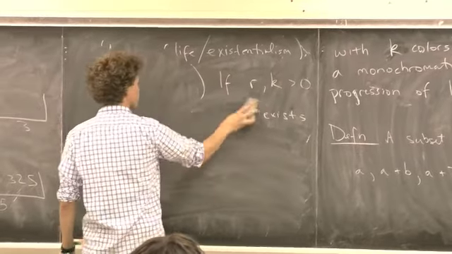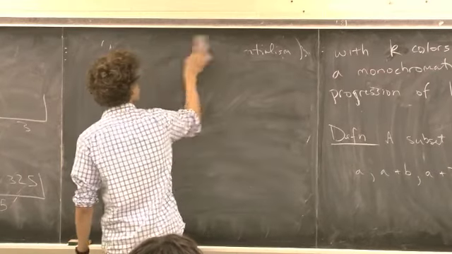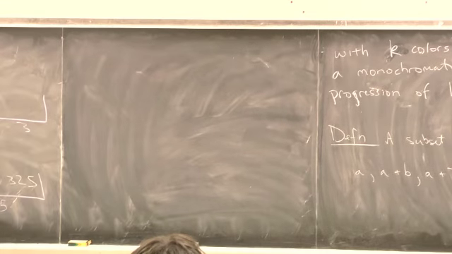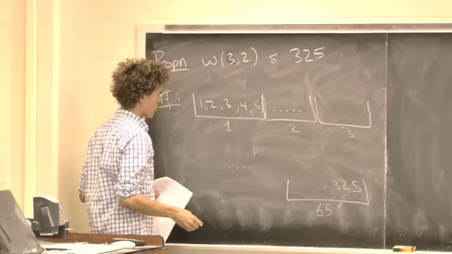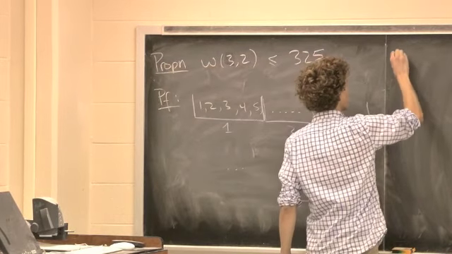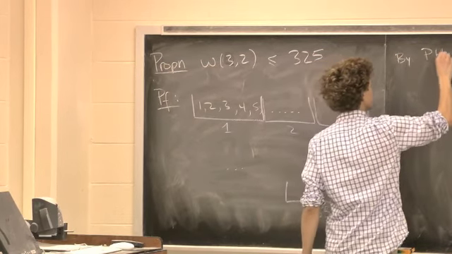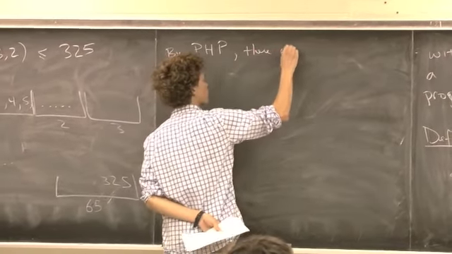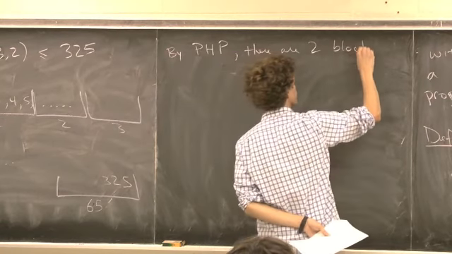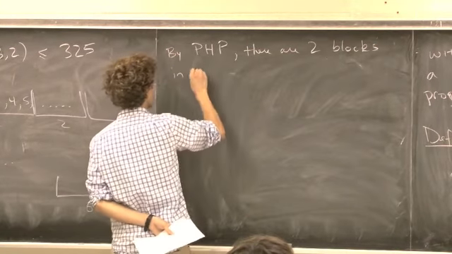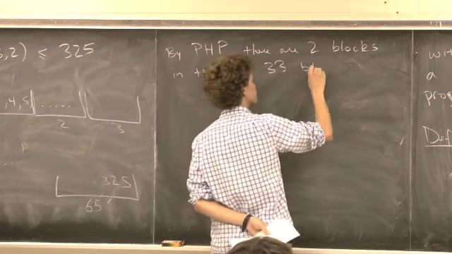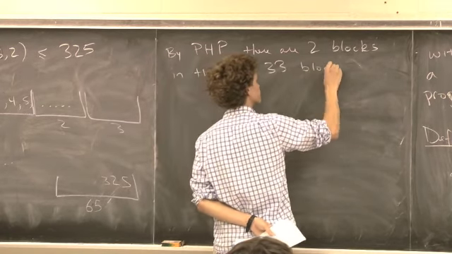So what am I doing with all these numbers? I'm coloring them in some way. There's some coloring that somebody handed down from on high. Okay? So by the pigeonhole principle, there are 2 blocks in the first 33 blocks that have the same color.